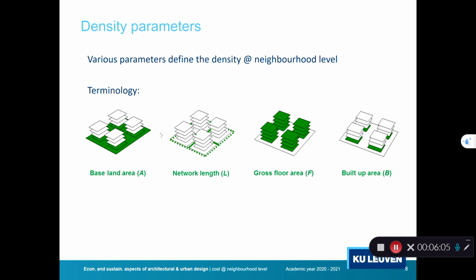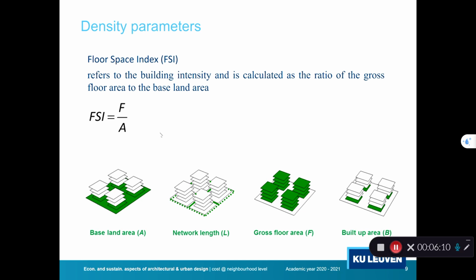These different terms will be used to define the density parameters. A first density parameter is the floor space index. The floor space index refers to the building intensity, and it is calculated as the ratio of the gross floor area to the basic land area. So we subdivide the total floor area of all the layers in our buildings in the neighborhood by the available land area. This is called the floor space index and is a first density parameter.